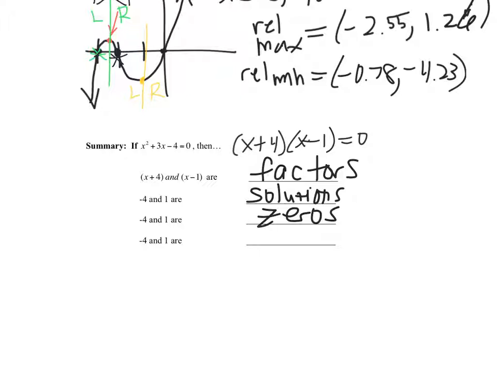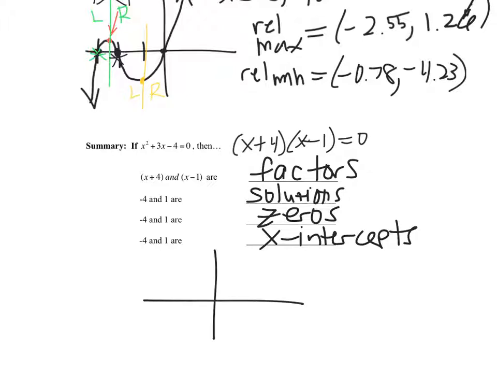You learned that today. And if we graph them, negative 4 and 1 are the x-intercepts. These are all kind of interchangeable here. They're solutions, zeros, x-intercepts. So if you had to graph this, you would know that negative 4 is an x-intercept, +1 is an x-intercept, and this is just a simple parabola. You can graph it very quickly.